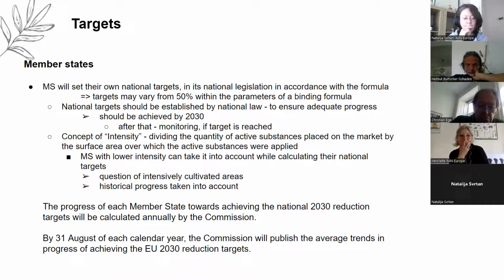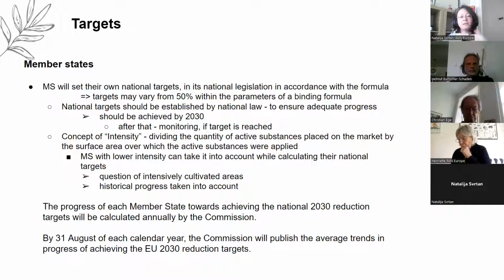While those member states whose average has been above 140% comparing to the EU average must set a target of 65%. And this concept of intensity will be calculated by dividing the quantity of pesticides, of active substances placed on the market, by the surface area over which these active substances were applied. So historical progress will be taken into account, and also the starting points of member states.